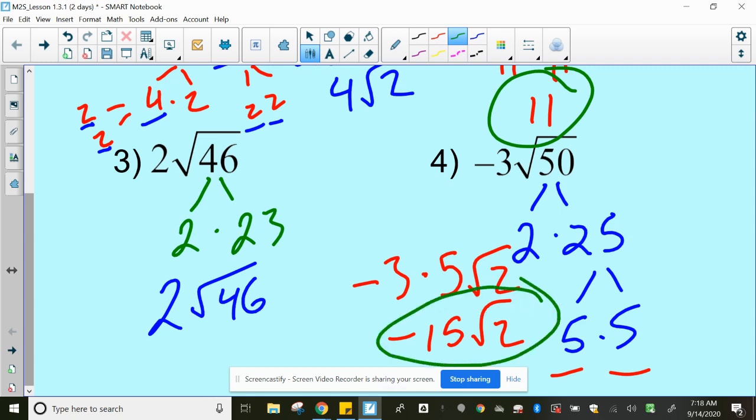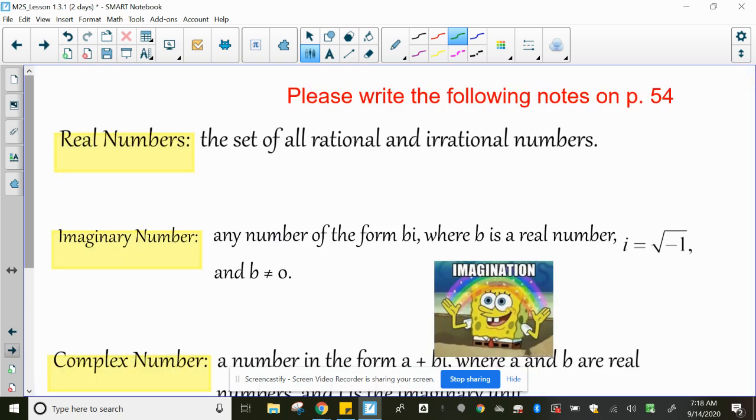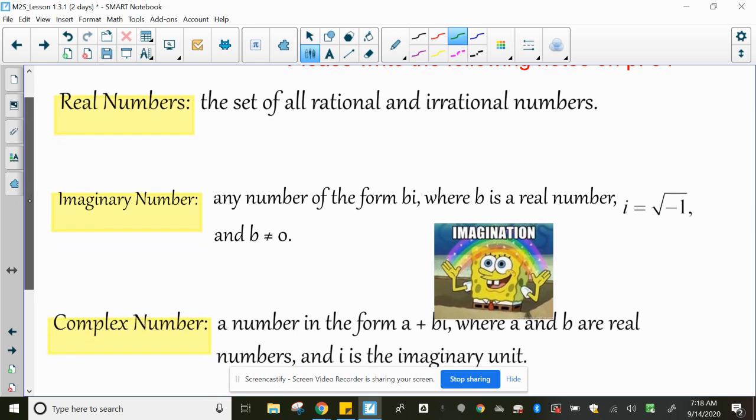So we did that last week, the day before we started reviewing for our quiz, and that's going to come up again today. So we're in our textbook, on page 54. You can just shorthand write these notes down. So again, we're on page 54.